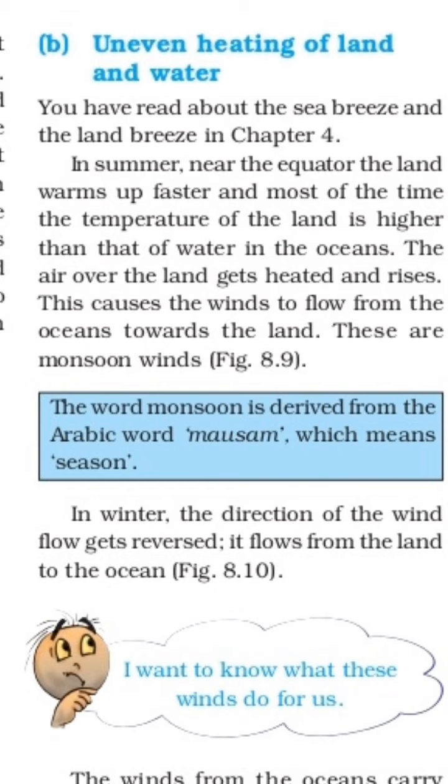During the day, land gets heated faster than water because of sunlight, and the air over the land becomes hotter and rises up. We are aware that when air is heated, it expands and rises up, and the cooler air from the sea rushes in towards the land to take its place.